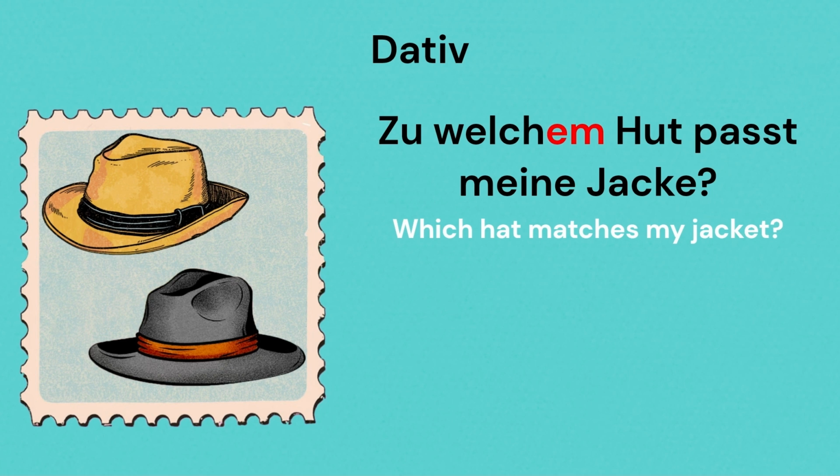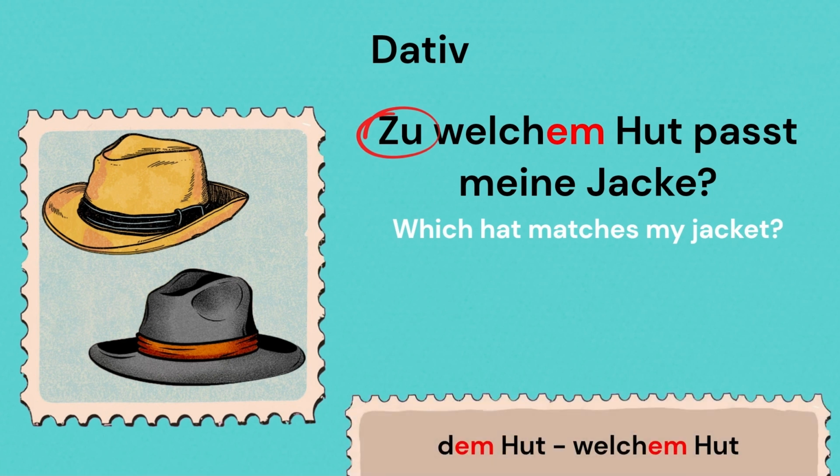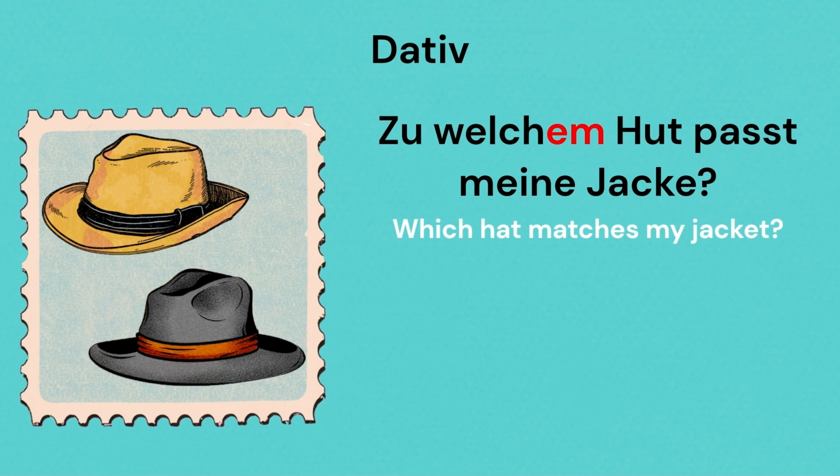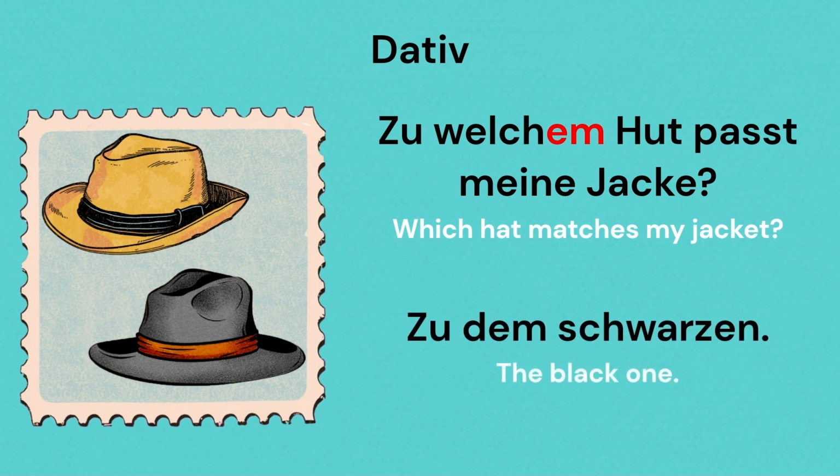Zu welchem Hut passt meine Jacke? Zu is a dative preposition. Hence, der Hut changes to dem Hut. Welchem takes the ending em from dem. As you can see, the endings for welch are the same as the respective articles in every case. Now let's look at the answer. Zu dem Schwarzen.